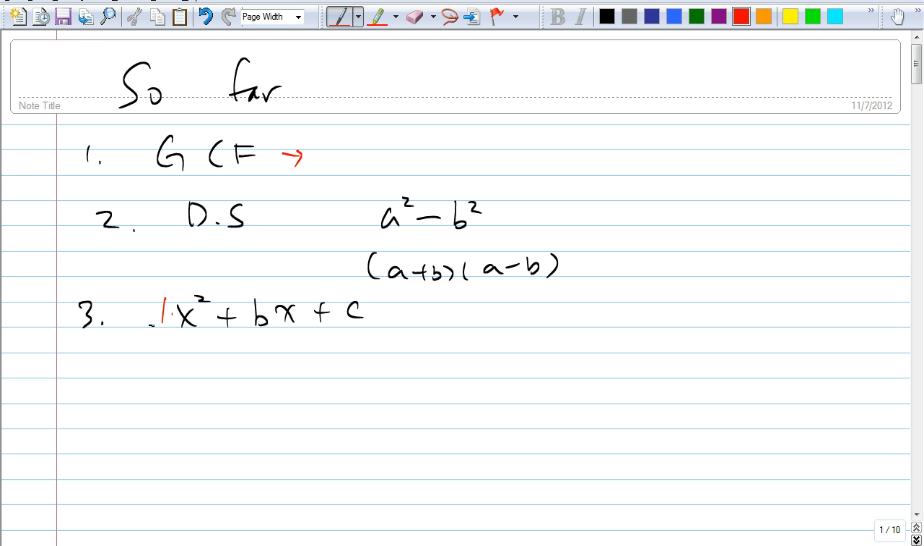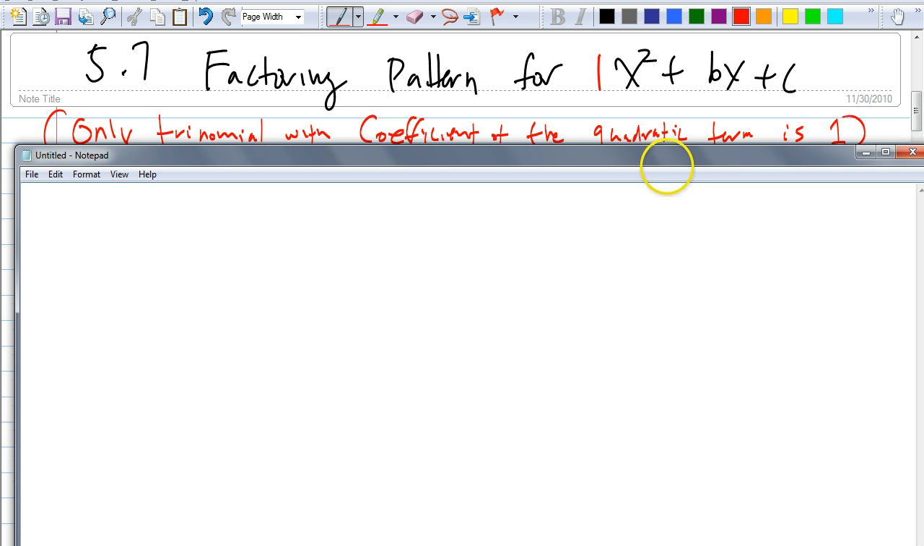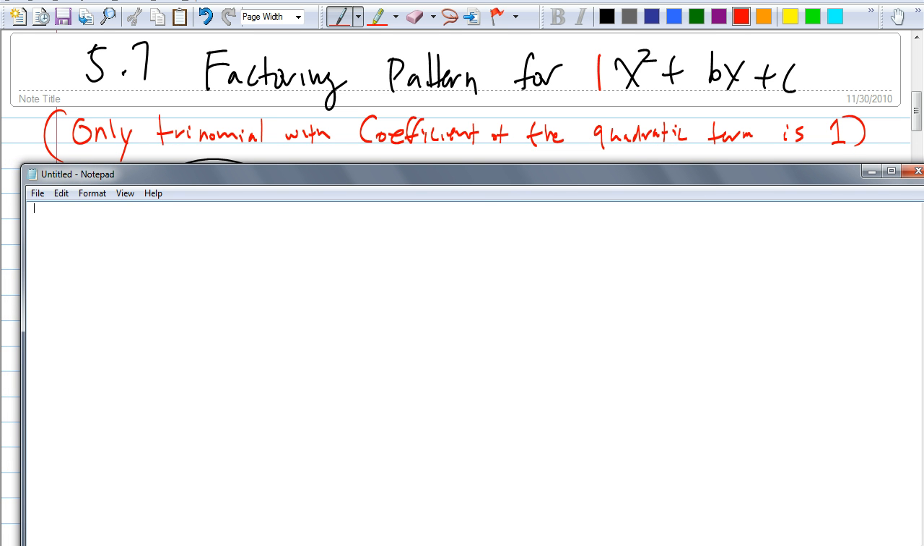All right, let's move on. So write this down. This is our topic 5.7, factoring pattern for x squared plus bx plus c. That's what we're working on. You don't need to write this down, but I wrote it down: only trinomials where the coefficient of the quadratic term is 1. So please don't think that we can factor any trinomials yet. After today, you can only factor trinomials with 1 as the coefficient of the quadratic term. Okay? Aiden, did you have a question?